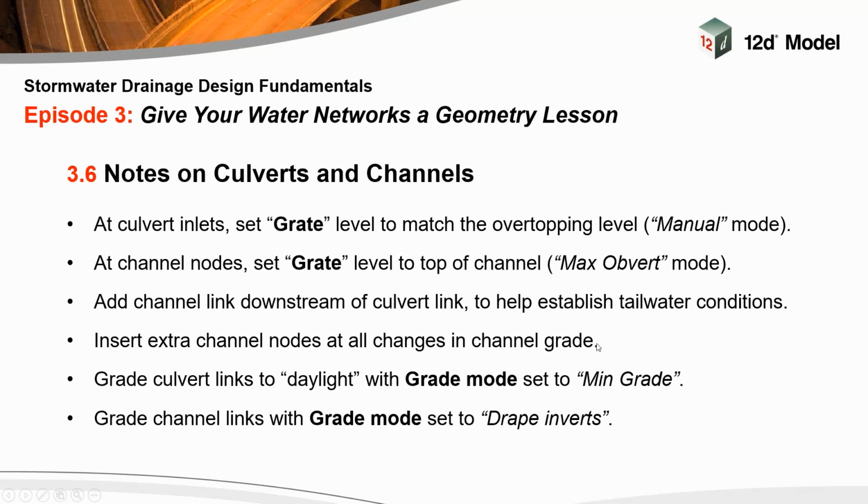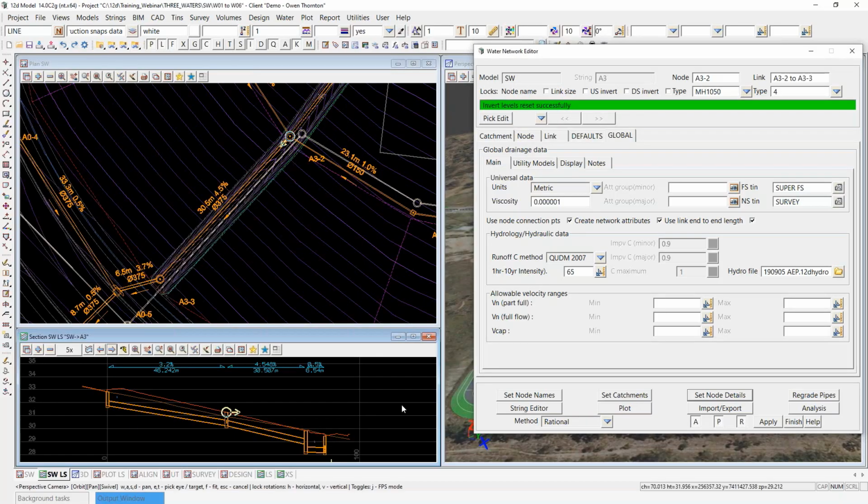But it's important to get all those changes in grade, so you want to have nodes at the changes in grade. It's also important to get the horizontal, but very much you want to get the changes in grade. Again, we've talked about the minimum grade mode briefly, which is a good one for culverts when they daylight. But there's another grade mode here that's very good for channel links called drape invert. So I'll just quickly show all of this.